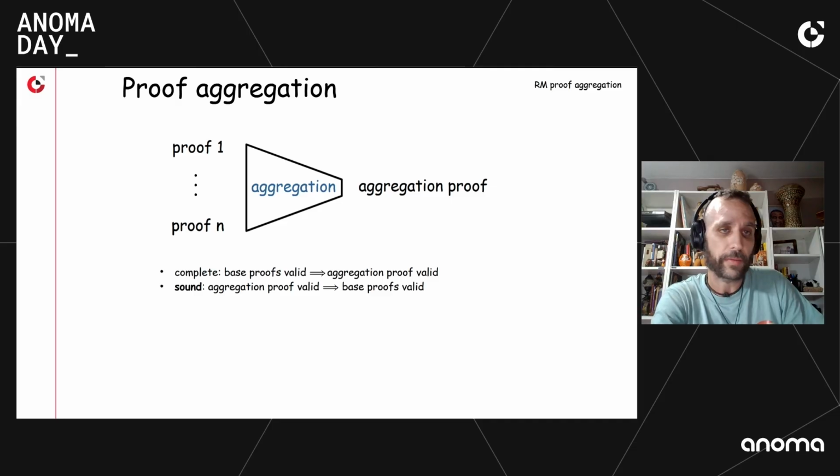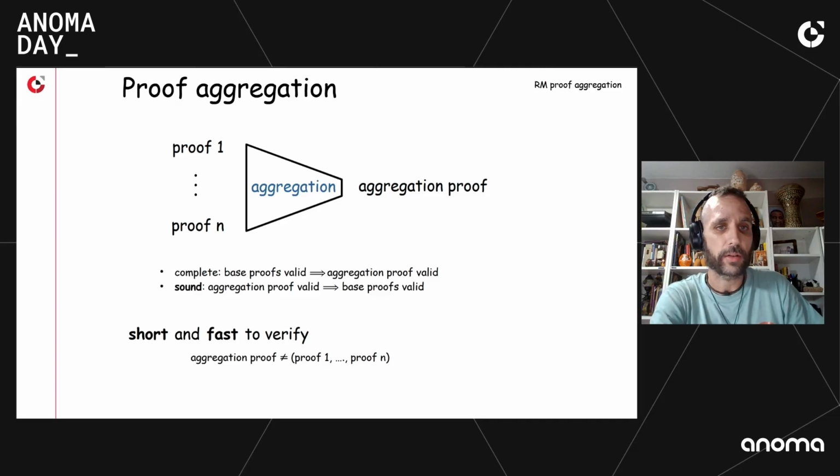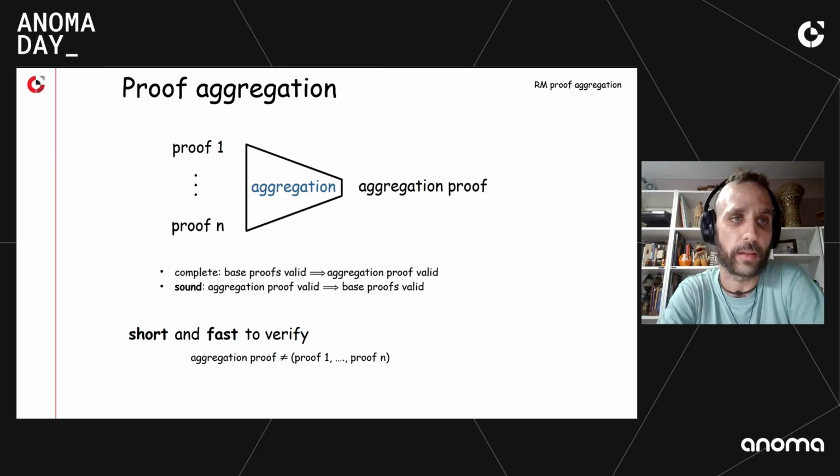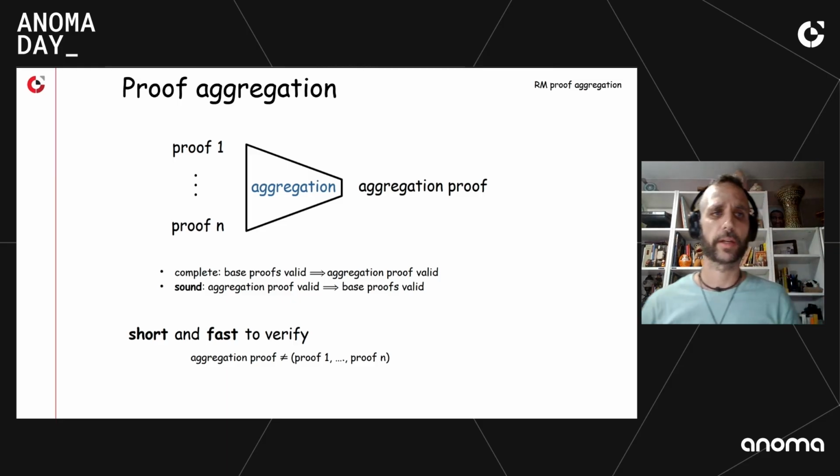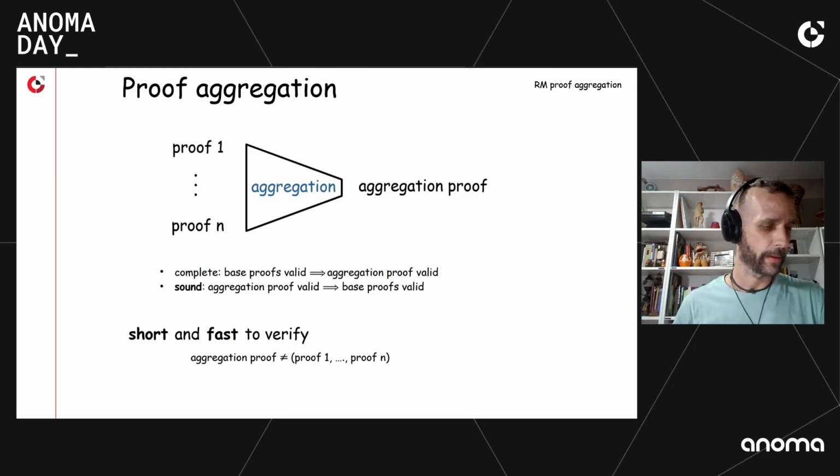For our purposes, in order for this to be useful, the aggregation proof also needs to be short and fast to verify. So in particular, we cannot set the aggregation proof to be the composition of all the base proofs, because the size is the same and the time to verify is the same as well. We want to do it shorter and faster.